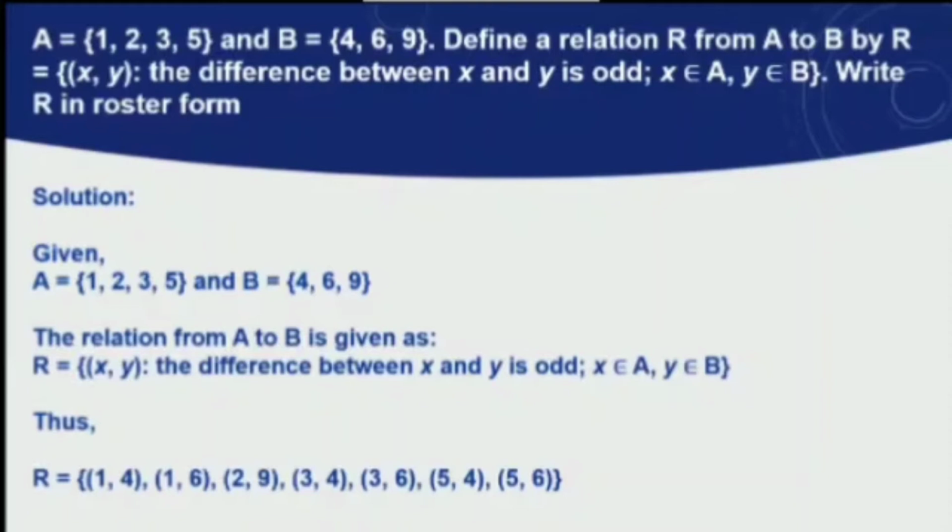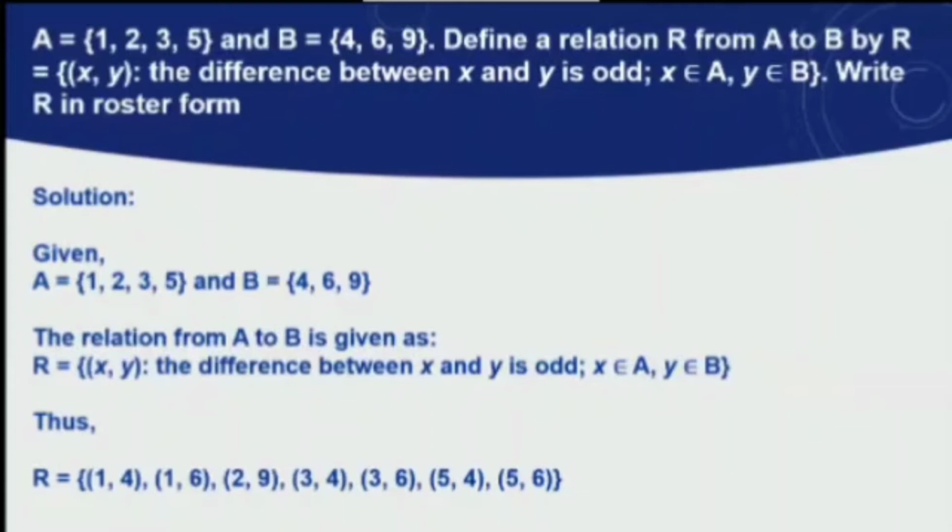I need to take ordered pairs. X I need to take from A. Y I need to take from B. And I need to check that in these ordered pairs, the difference between the two, that means the x coordinate and y coordinate, should be an odd number. I need to arrange such numbers only. I can't take 2, 4. I can't take 2, 6. I can't take 5, 9. Why? Because the difference is not coming an odd number. So keeping that in mind, I need to check whatever ordered pairs will come.